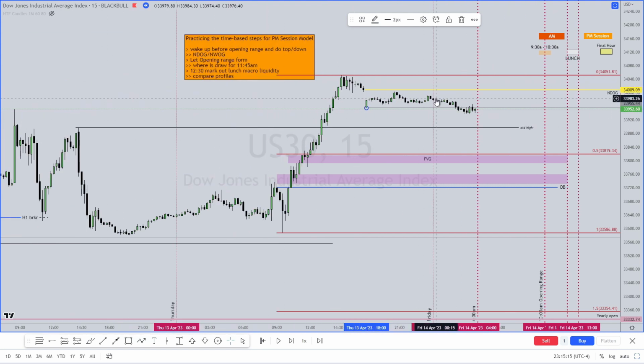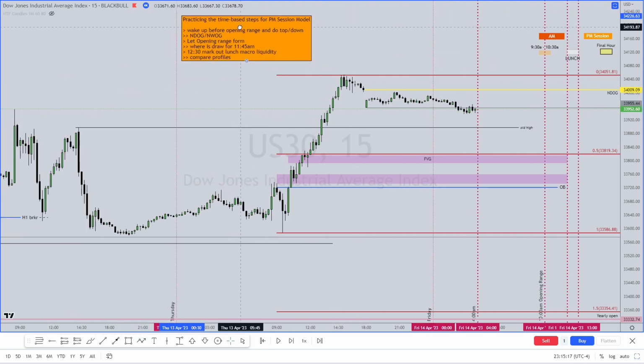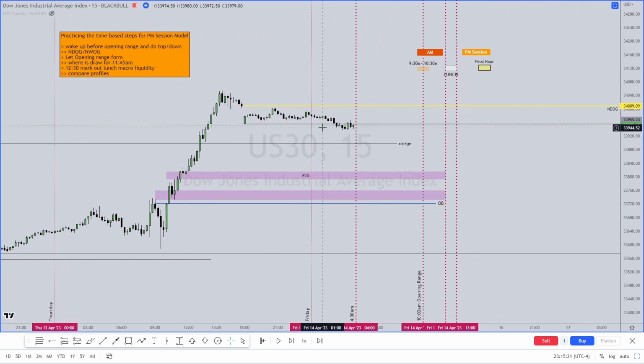So you can see that through Asia, so here's midnight. Let's take off this fib. Through Asia we had some consolidation, so we're looking to see where will price gravitate to. We have this old high that we're going to reference. So waking up before the opening range and doing top-down analysis just like I did just now.